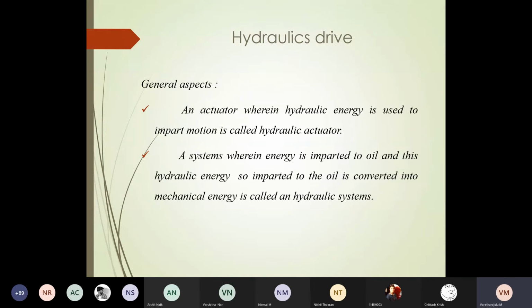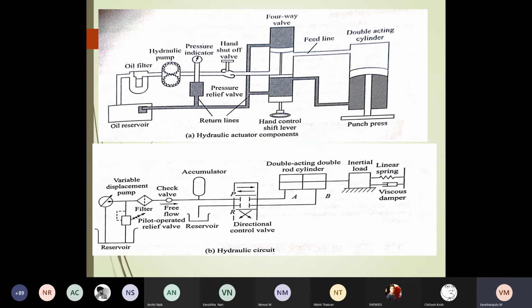And the hydraulic energy imparted to the oil is converted into mechanical energy, which is called a hydraulic system. See the system which has the reservoir. We have the oil filters. We have the pressure relief valve, hydraulic pump, and pressure indicator, shut off valve, and we have a piston to actuate the hand control shift lever. Here we have the hand control shift lever and punch press, double acting cylinder, feed lines, and four-way valve. This is the four-way valve.